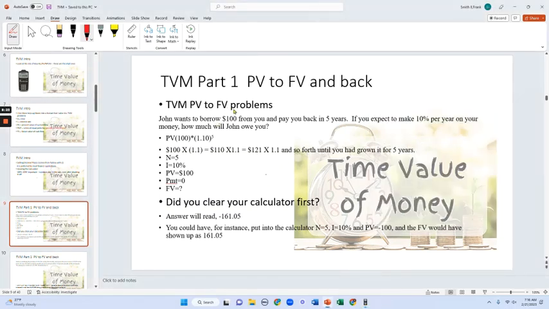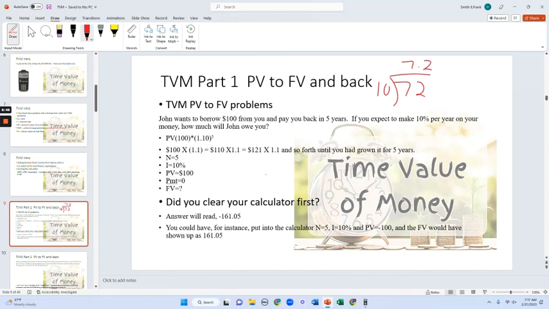Time value money, present value to future value. John wants to borrow $100 from you and pay you back in 5 years. I hope he pays you back. If you expect to make 10% per year on your money, how much will you owe John? Well, once again, using the rule of 72, with 10% interest, every 7.2 years you would double your money.